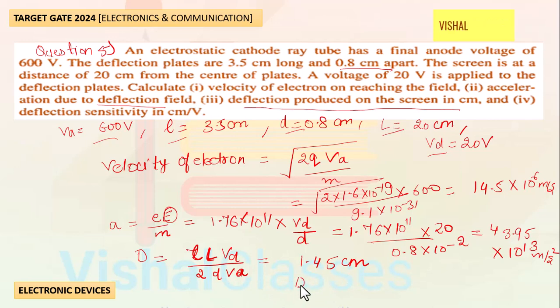And deflection sensitivity S is equal to D upon V_D, and this value comes out to be 0.0725 centimeter per volt. Deflection sensitivity. Verify this result also as an assignment.